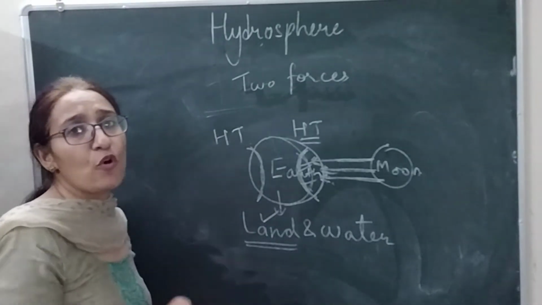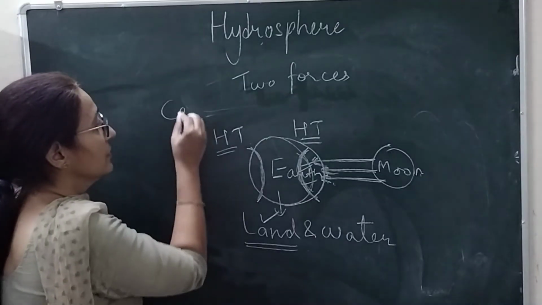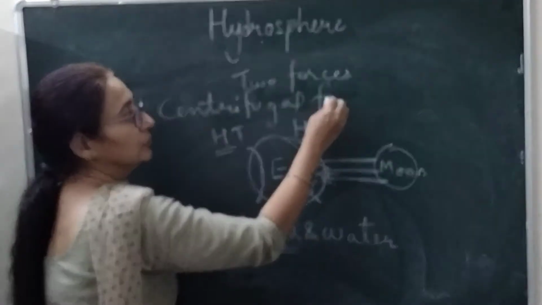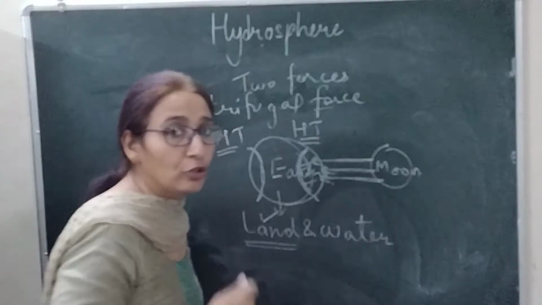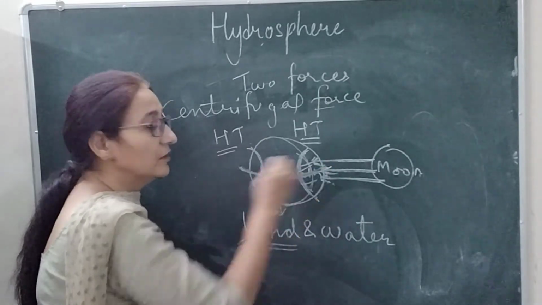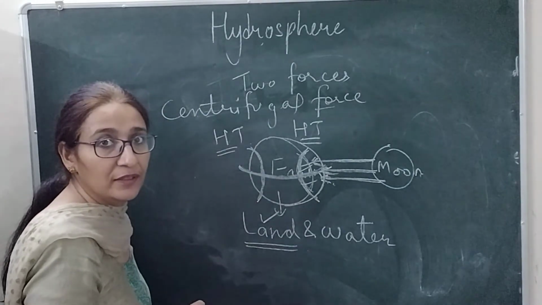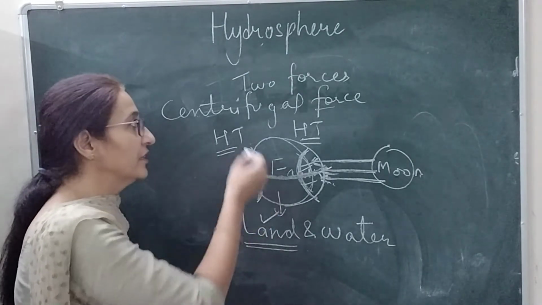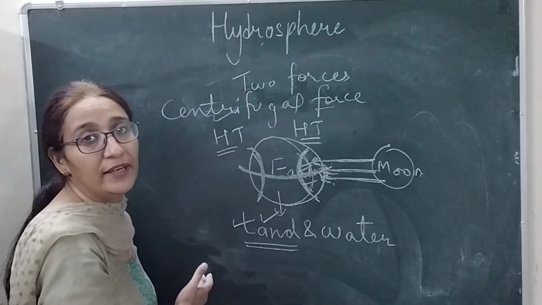But which force is responsible here for the formation of high tide? That is centrifugal force. First, we have to learn what centrifugal force is: a force that throws an object outward. So centrifugal force is active near the equator. So centrifugal force is more active near the equator. So if the centrifugal force is active here, definitely this centrifugal force is not active on land, as land is solid.